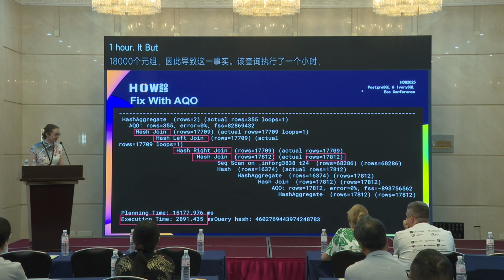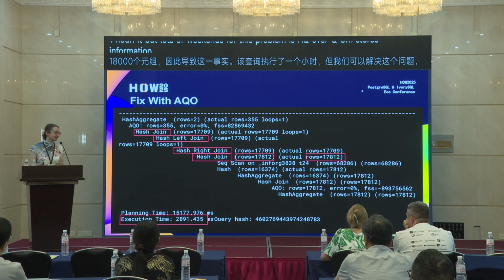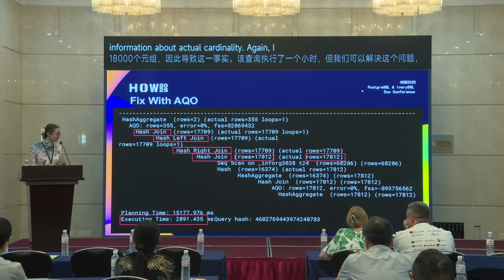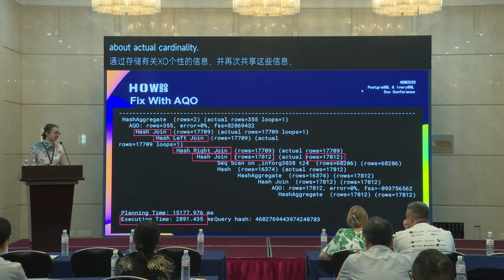But we can solve this problem with AQO. AQO stores information about actual cardinality. Again, it shares this information with the optimizer, and execution time was cut down to about 3 seconds.